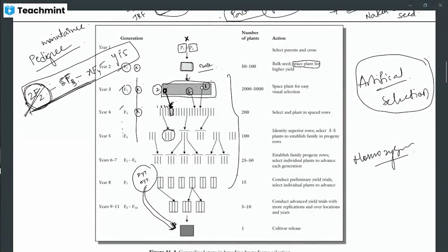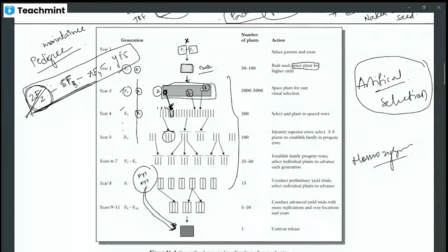So please remember, you will be maintaining the pedigree record. You will maintain a separate book and note down from which plant you took the F2, and from which plant it was forwarded to F3, F3 to F4, until you get the desired one. You will be maintaining the record.